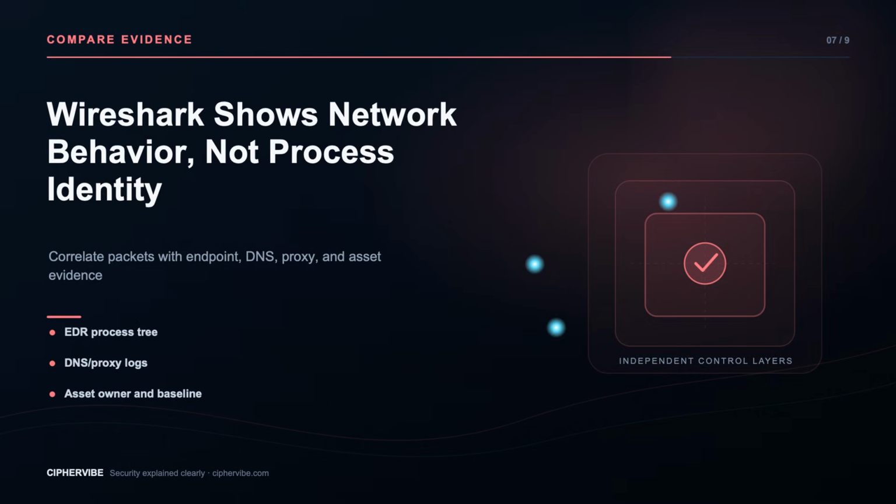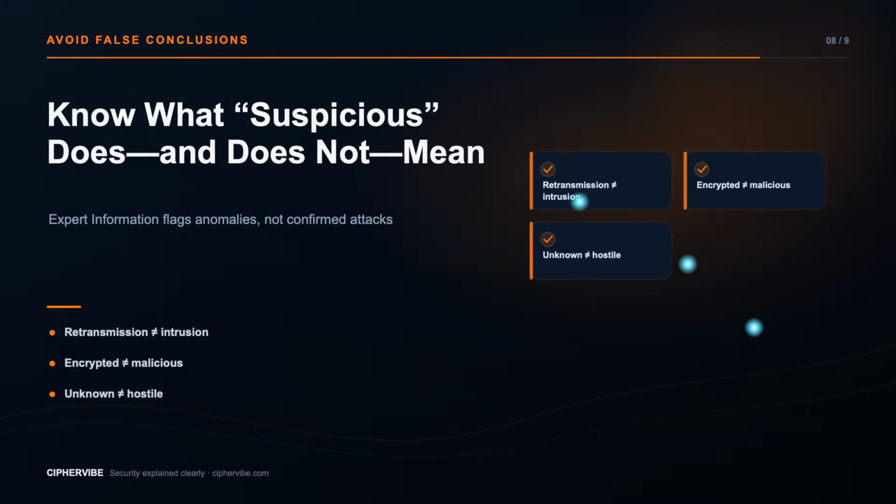Use Wireshark when packet-level truth matters. Use flow data for broad traffic patterns, logs for longer history, and endpoint tools for process attribution. The best investigation combines them. Wireshark's expert information summarizes anomalies and items of interest. It can help locate retransmissions, malformed packets, unusual responses, and protocol conditions. It is not an intrusion verdict.